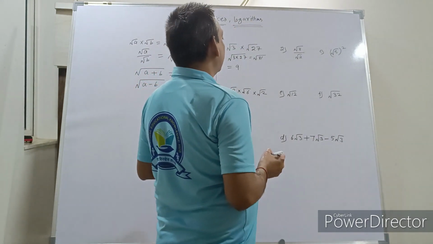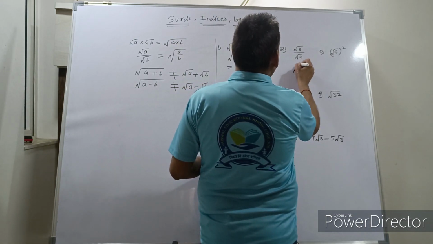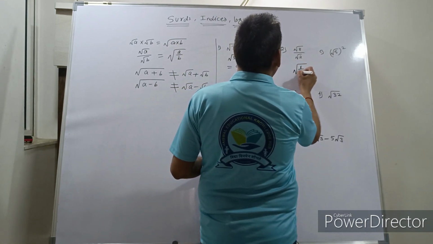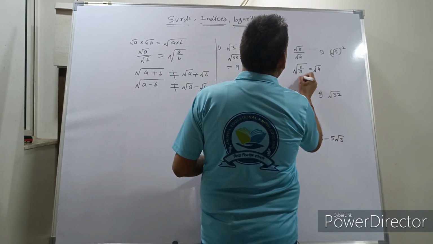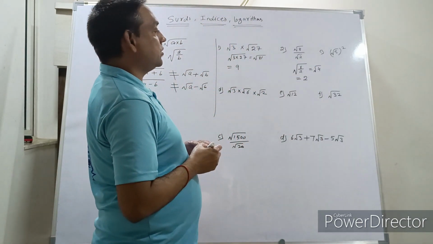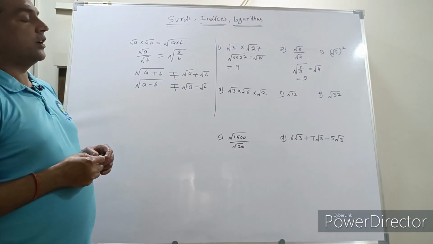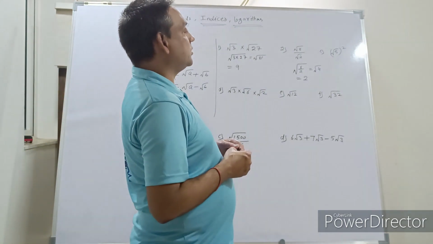Same way, now we have root 8 upon root 2, so now this becomes root of 8 upon 2, which is equal to root 4. Now root 4 ka value is what? 2. Okay, square root of 8 upon 2 is nothing but the square root of 4, and square root of 4 ka value is 2.